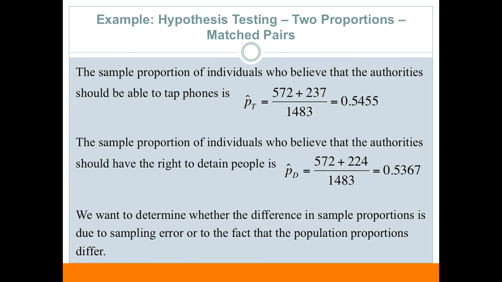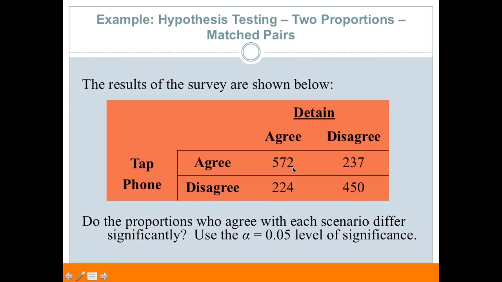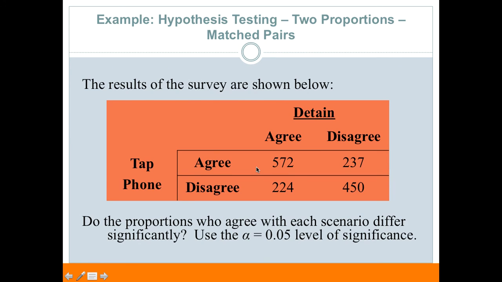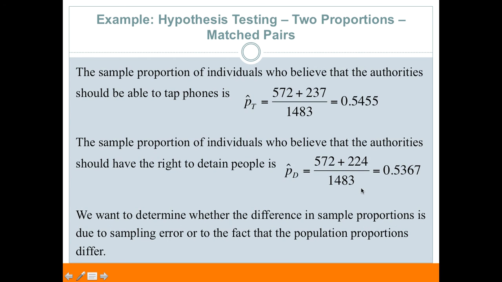The sample proportion of individuals who believe that the authorities should be able to tap phones is found by taking all of the people who agree with tapping, which would be the 572 and the 237, putting those together, and dividing by the total. So we have 54.55% of people who believe that authorities should be able to tap phones. For the other question, the right to detain people, we take all of the people who agree with detaining, which would be 572 and 224, put those together, and divide by the same total. We get only 53.67%, so a little bit less, but we want to determine if this is significant.